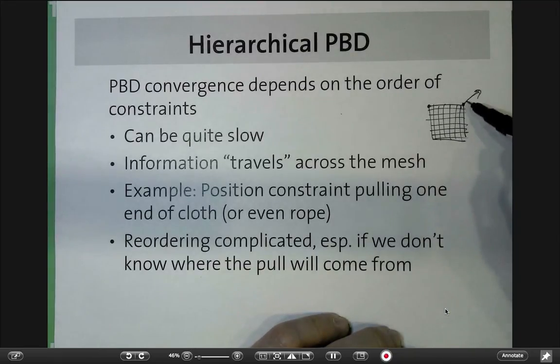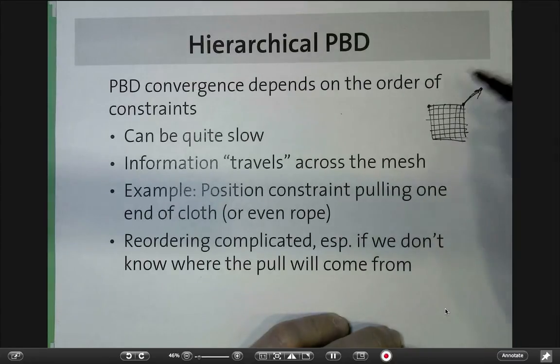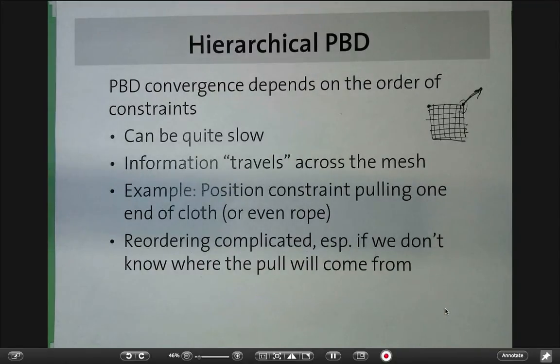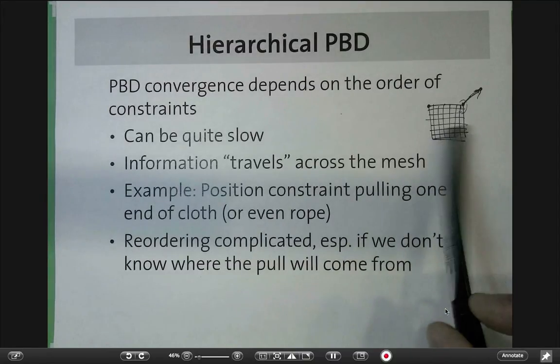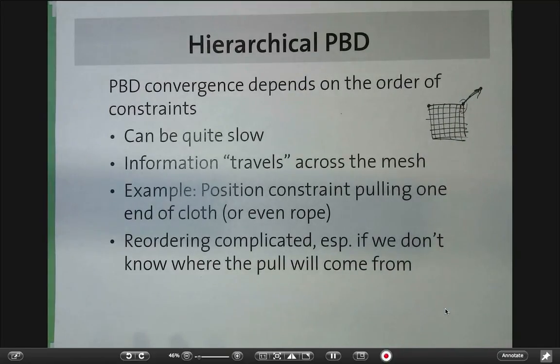So if I just move this point here, all these constraints are going to be perfectly satisfied. They're going to be doing nothing, right? The only change happens after I get to this region where the external forces were acting. So you can trivially see this is very wasteful, right? Because the way information travels across the mesh, I have to do a sweep across all the constraints in my system to do just a little bit of useful work.